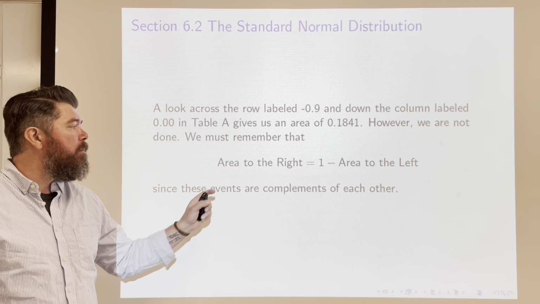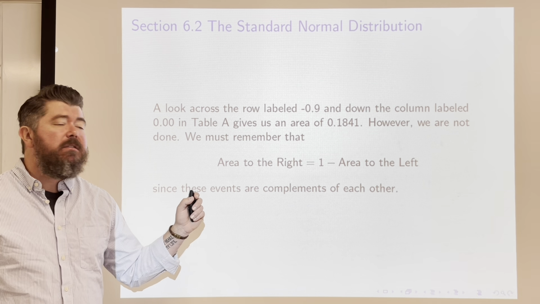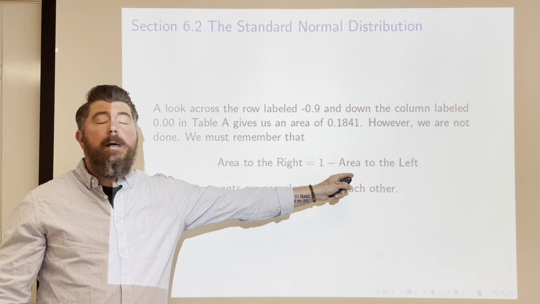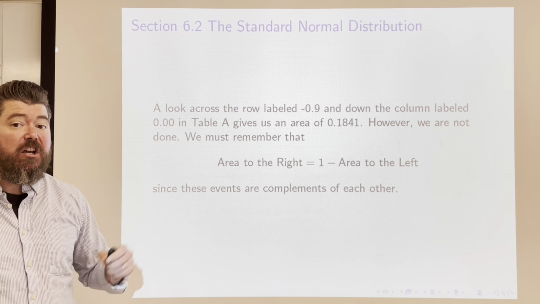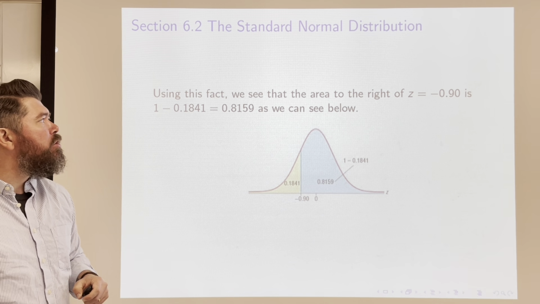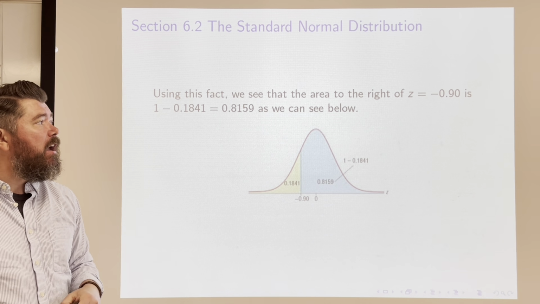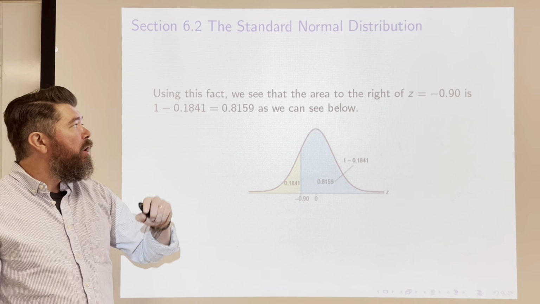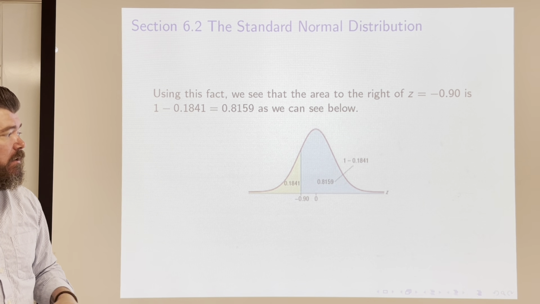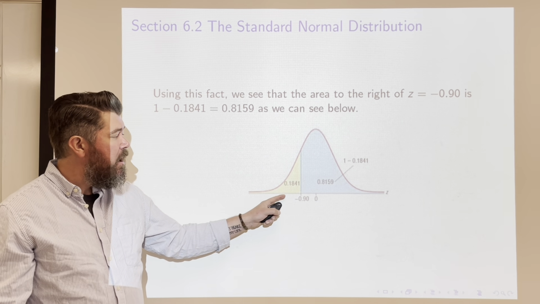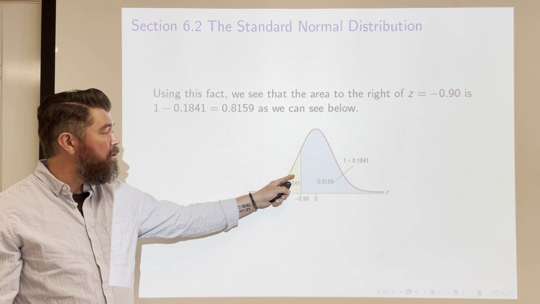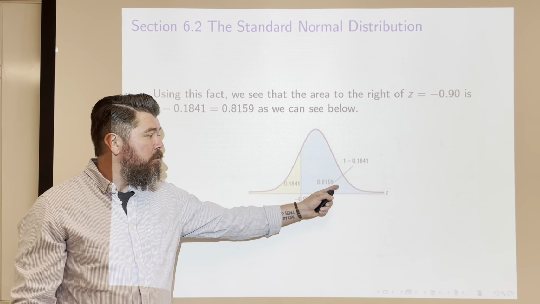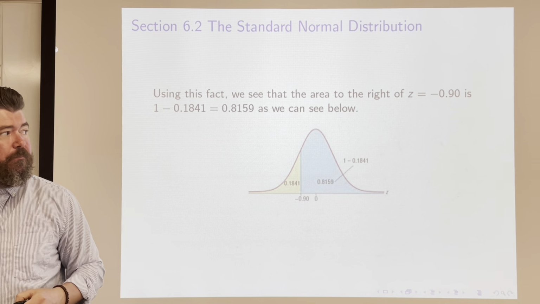We must remember that area to the right is the complement of area to the left. So we must take 1 minus the value we just found in our table. Using this fact, we see that the area to the right of Z equals negative 0.90 is 0.8159, as we can see below. Notice that our table gave us this value, and we've used our complement rule from chapter 4 to obtain this value.